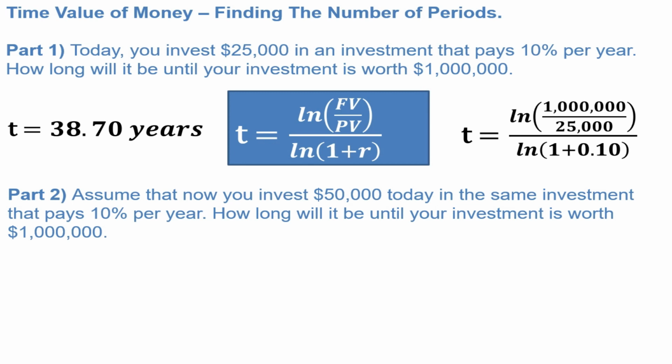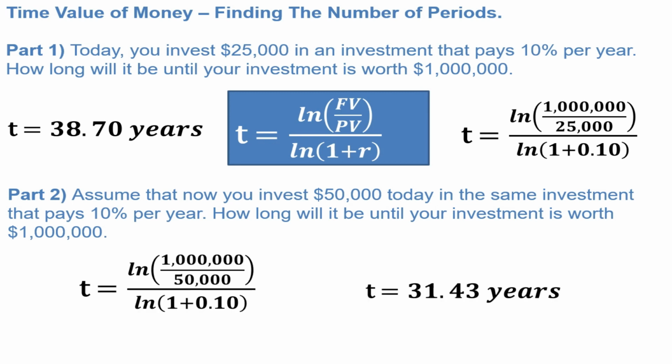In the first part, we determined that if we invest $25,000 today in this investment that pays 10% per year, it will take 38.7 years for that investment to be worth $1 million. Now I want you to try part 2 of the question on your own. Assume that now you invest $50,000 today in the same investment that pays 10% per year. How long will it be until this investment is worth $1 million? Pause the video here and try this on your own and see what you come up with.